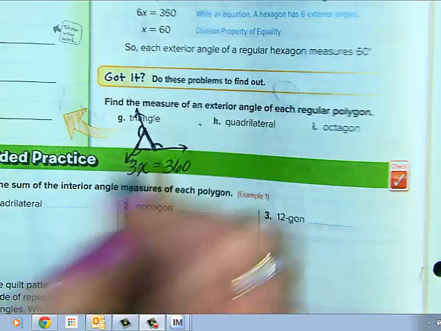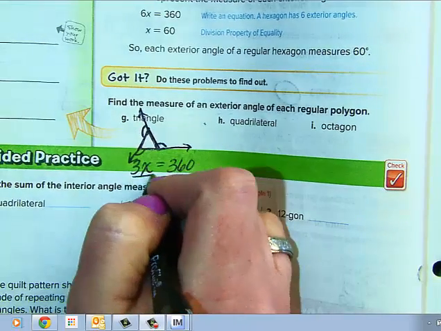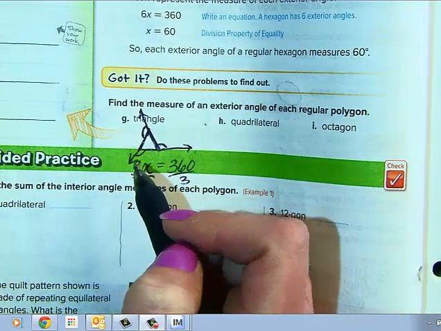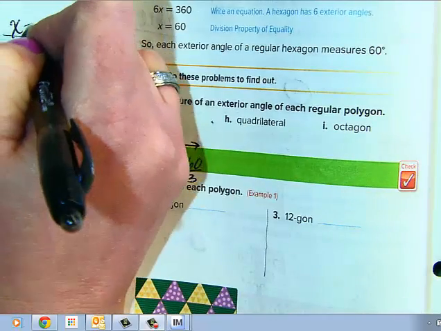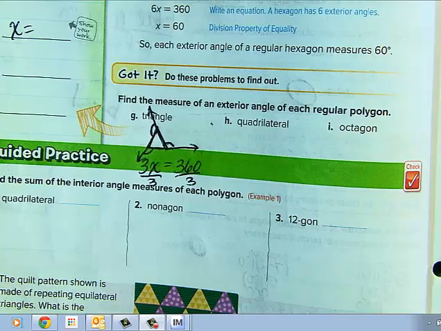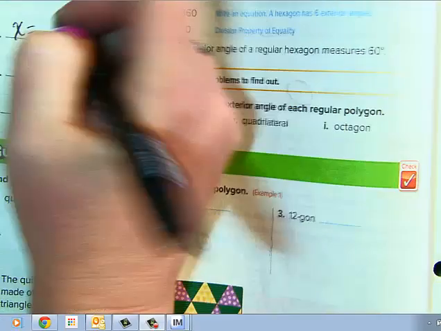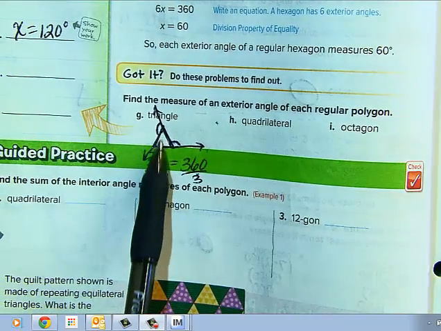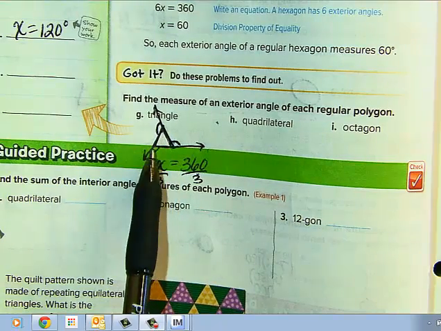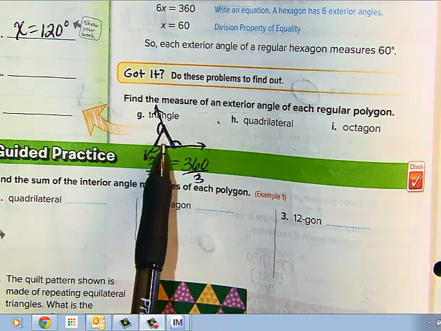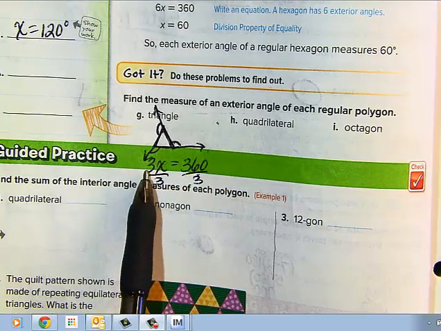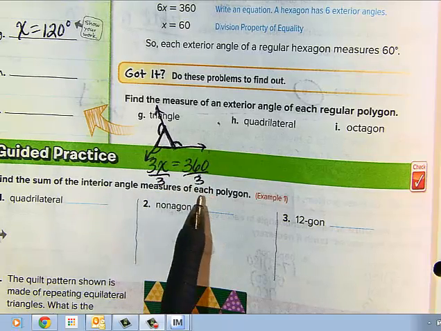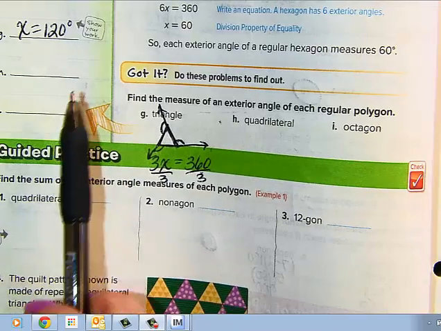And I know that there are 3 sides. So if I take 360 divided by 3, I know that in a regular triangle, each one of these has to equal 120, because 360 divided by 3 is 120 degrees. So in a regular triangle, a triangle where the sides are the same length and the inside angles are the same, I have 3 sides, so that's 3x, and it has to equal 360, so then I divide by 3 to get x by itself, and 360 divided by 3 is 120.